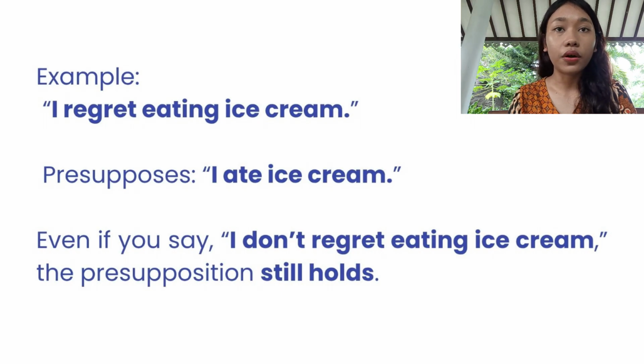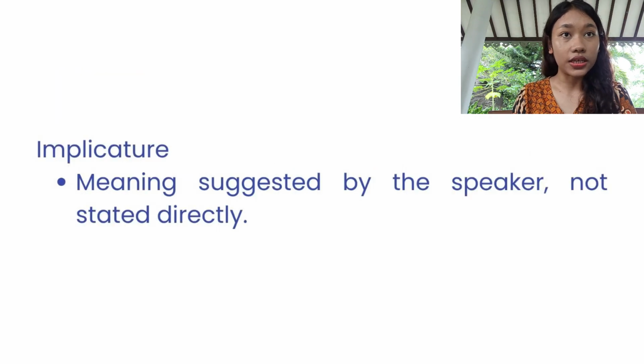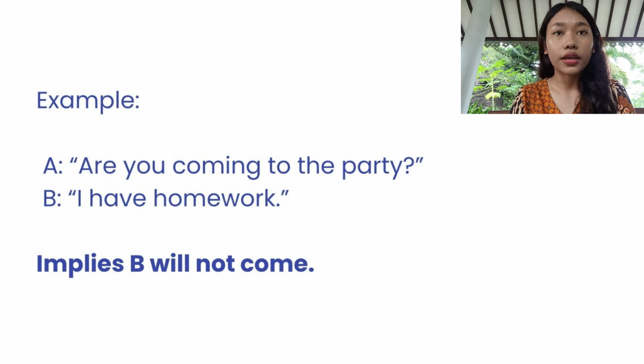And the next is about the implicature. The implicature is about what the speaker suggests without saying it directly, relying on the context or conversation rules. For example, if asked, "Are you coming to the party?" and you answer, "I have homework," it implies you probably won't come.